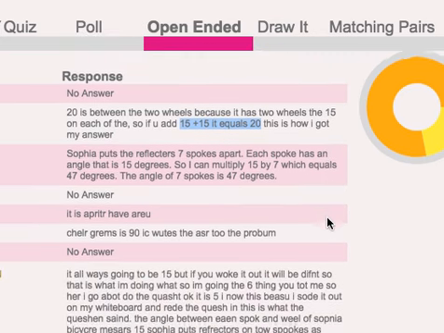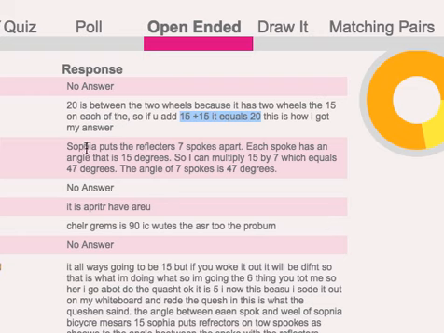All right, let's look at another option here. Sophia puts the reflectors 7 spokes apart. Each spoke has an angle that is 15 degrees. So I can multiply 15 by 7, which equals 47 degrees. The angle of 7 spokes is 47 degrees. This is excellent, except for one problem. I mean, this is absolutely high five, big stars on answering this, but the answer is wrong.